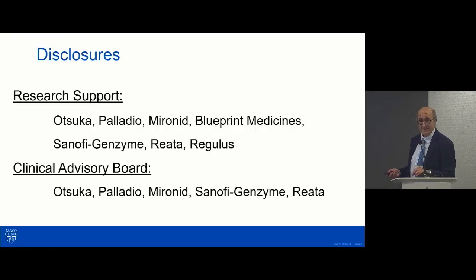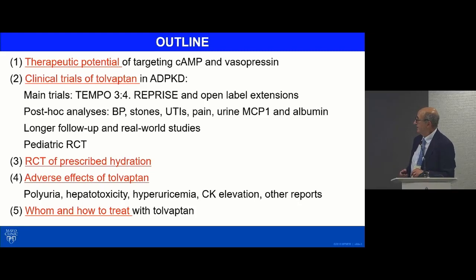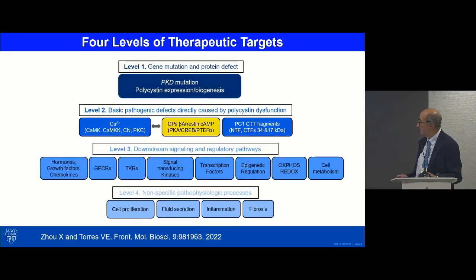So these are my disclosures. And this is the outline of my talk. I will talk first about the therapeutic potential of targeting cyclic AMP and vasopressin, the clinical trials of tolvaptan, a randomized clinical trial of hydration, and the adverse effects of tolvaptan, and finally when and how to use tolvaptan.